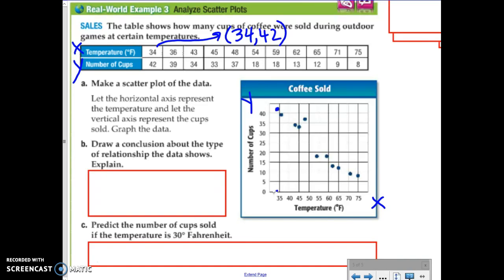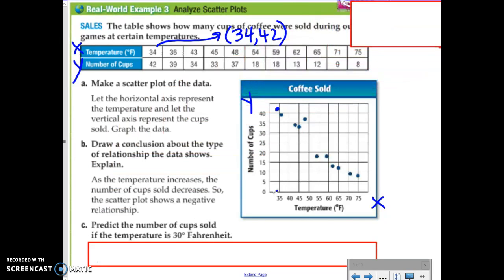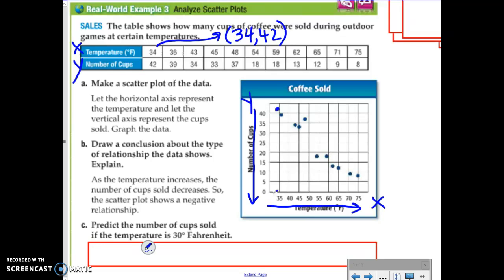Part B says, draw a conclusion about the type of relationship the data shows and then explain it. Well, right now, since they plotted the rest of the points for us, we can see that as the temperature increases this way, the number of cups sold is actually going to decrease. So the scatter plot shows that negative relationship, or that negative correlation.